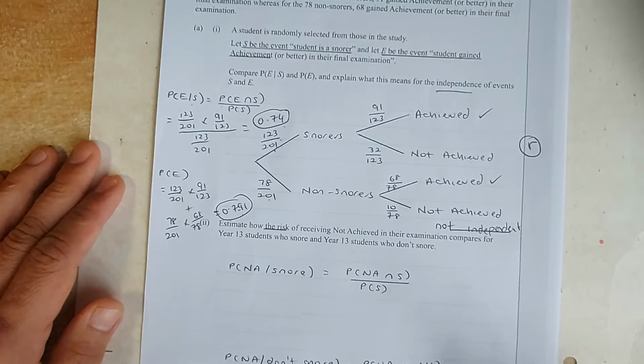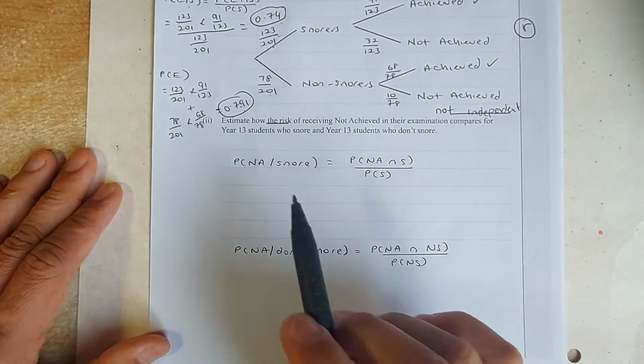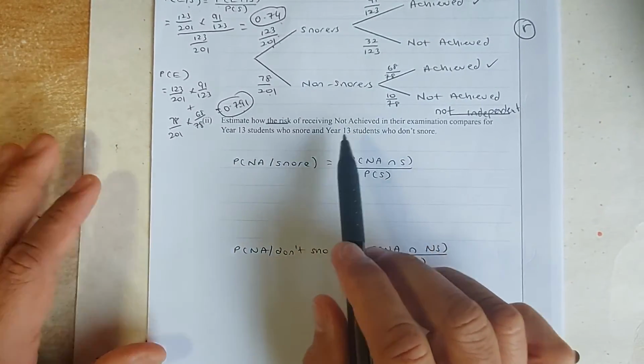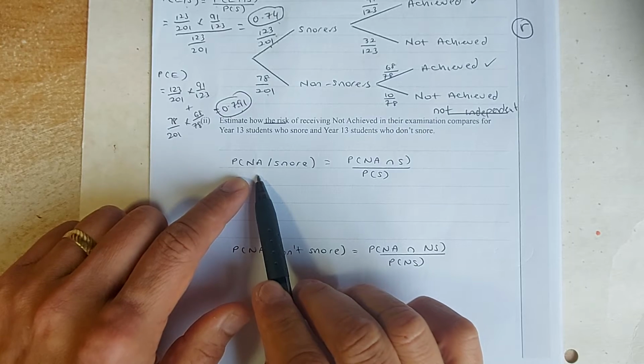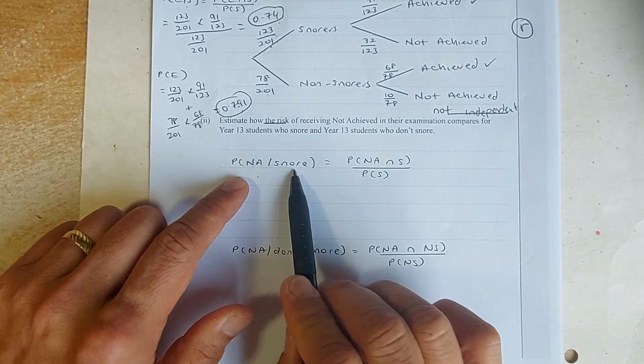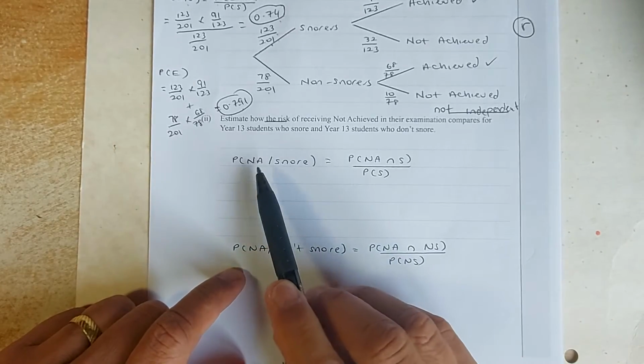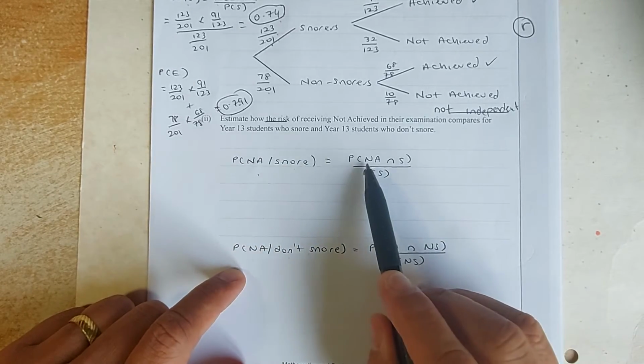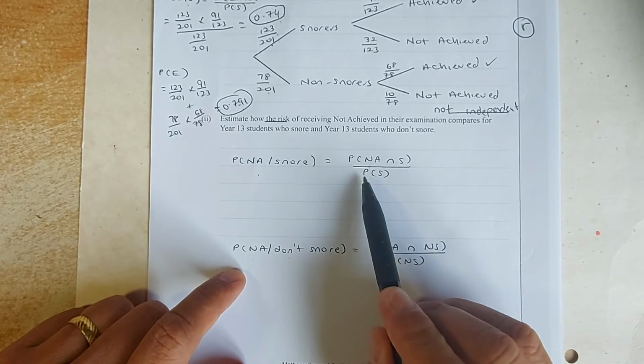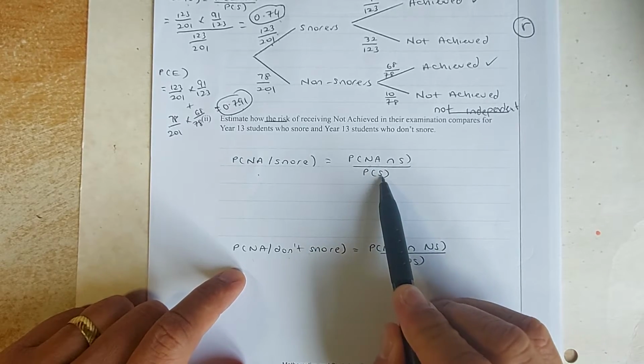Okay, let's move on. Estimate the risk of receiving not achieved for Year 13 who snore, and again, not achieved for those who don't snore. This again is a conditional probability. So not achieve given that they snore. The formula is the probability of not achieve and snore over the probability of snore.